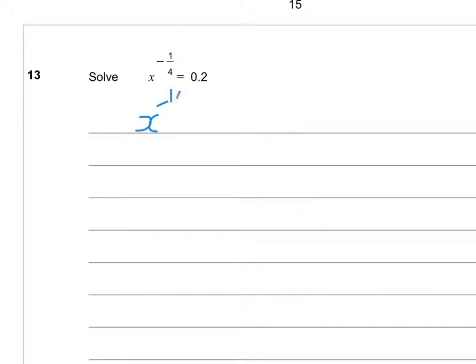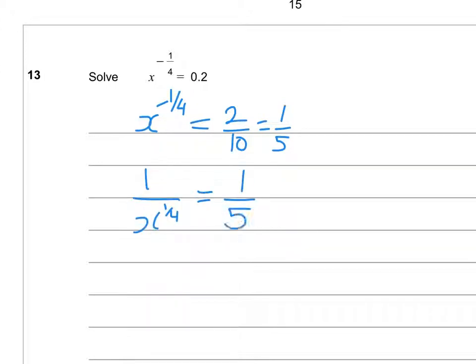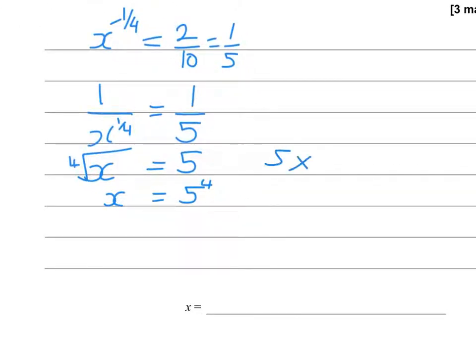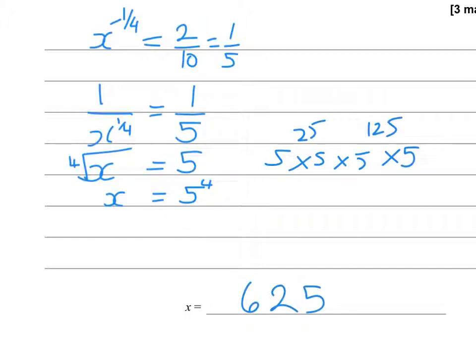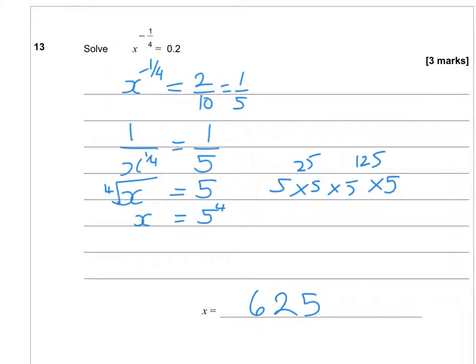X to negative quarter is 0.2, which is 2/10 or a fifth. Okay. So 1 over x to the quarter equals 1/5. So x to the quarter, the fourth root of x, equals 5. x equals 5 to the power of 4. 5 times 5, 25. Times 5, 125. Times 5, 625. Don't forget about these reciprocals, that a decimal can also be written as a fraction.